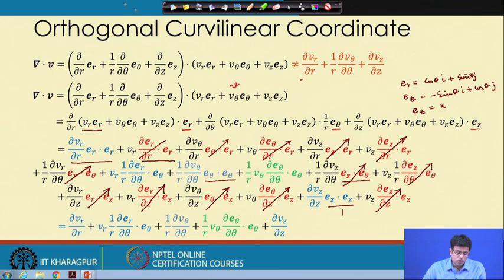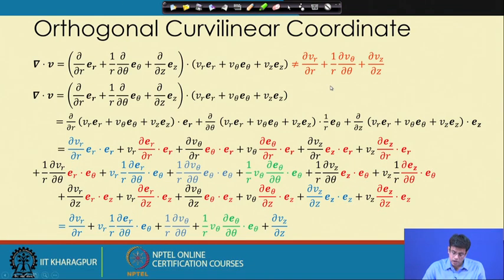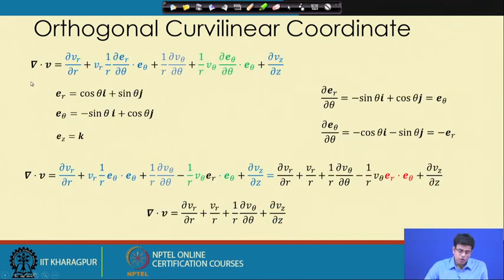Now let us see what happens to the others. So now, all non-zero terms are these. Since we know the basis Er, Eθ, Ez, ∂Er/∂θ is essentially minus sin θ i plus cos θ j, which is again Eθ, and ∂Eθ/∂θ is minus Er. So in this way we can substitute it.